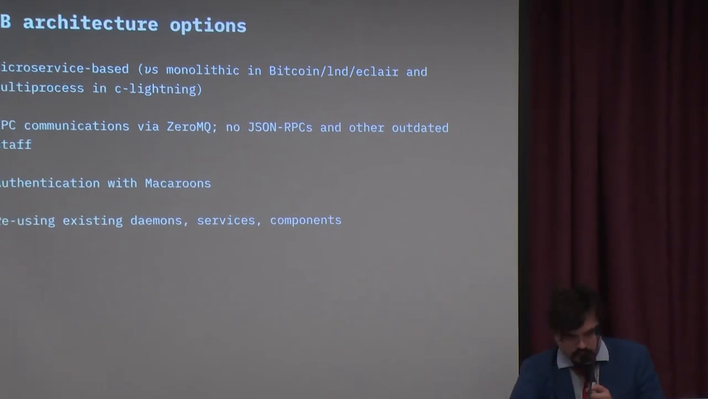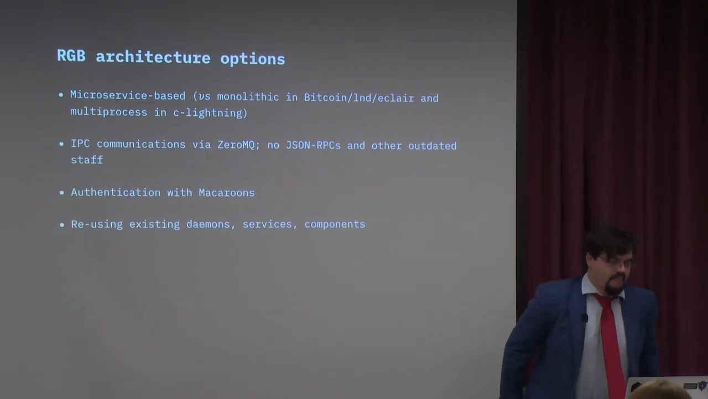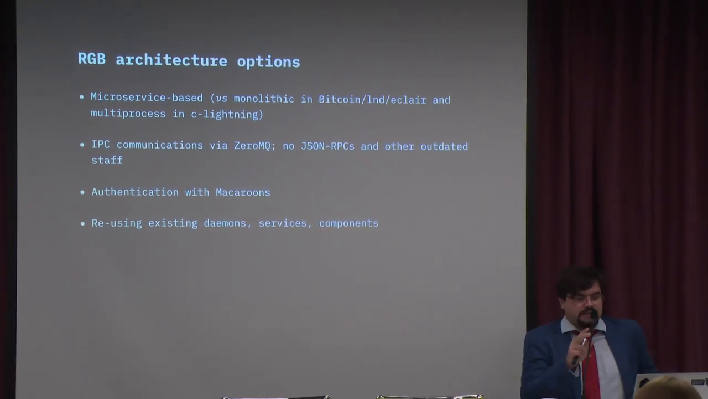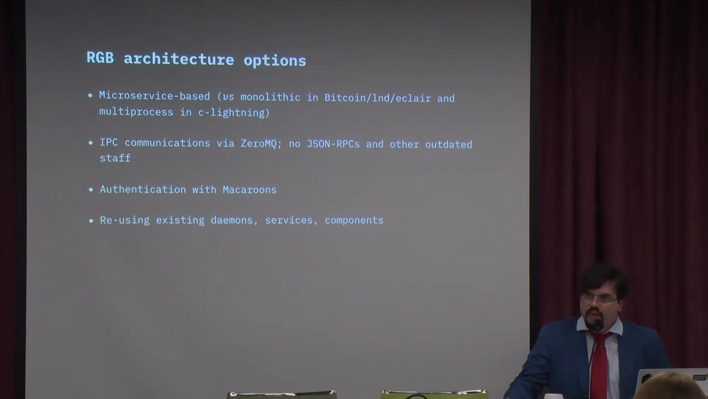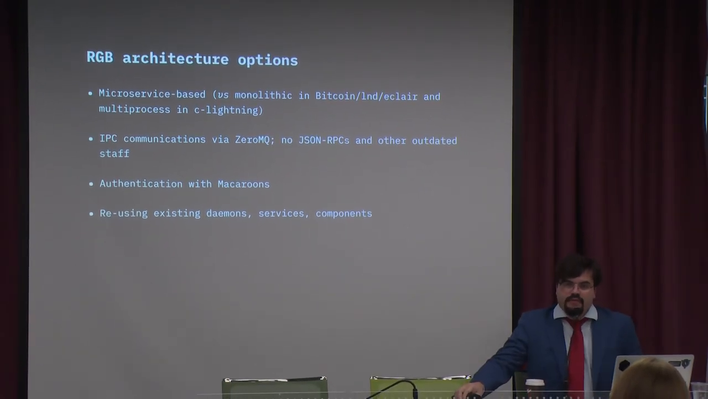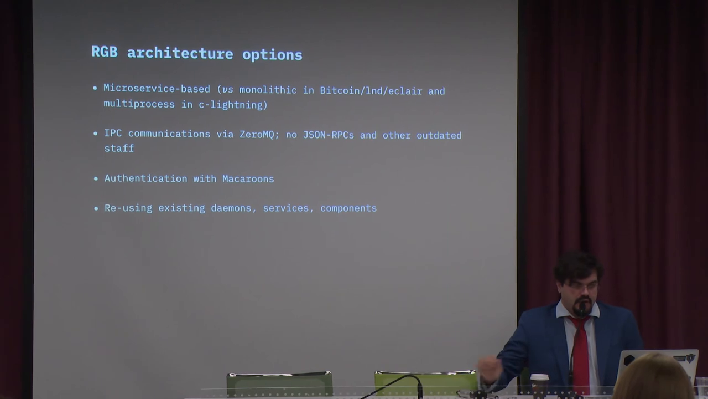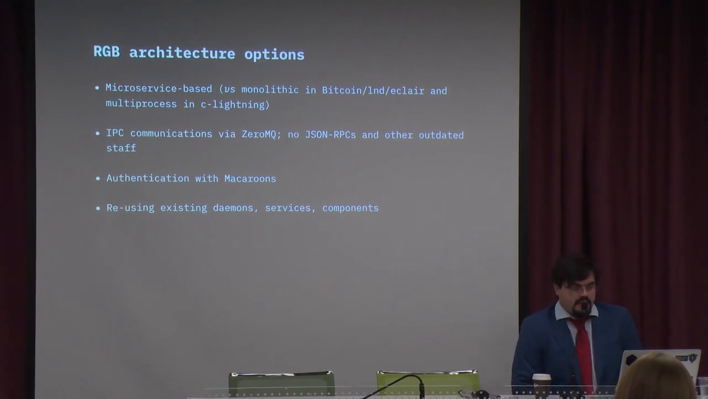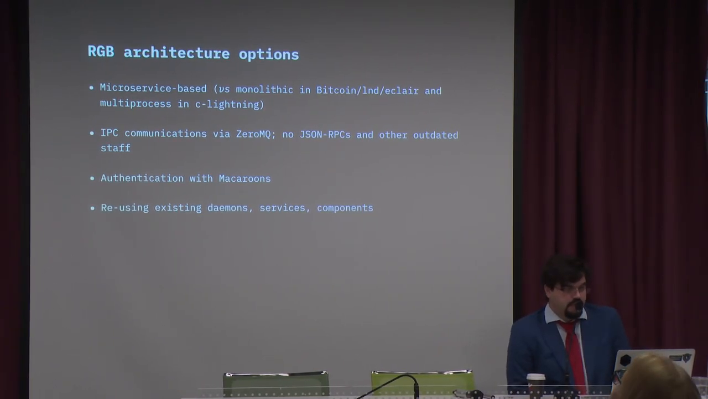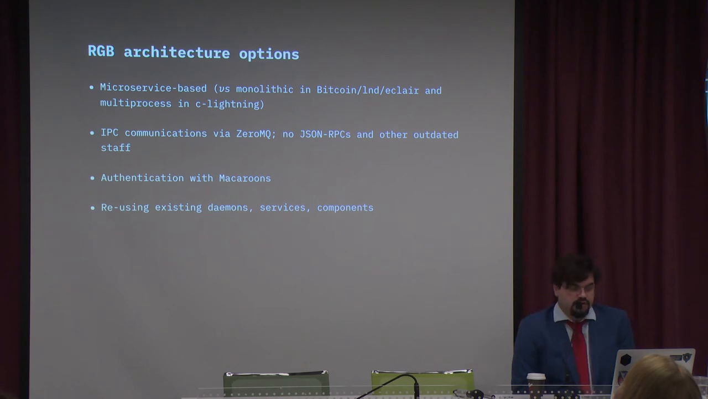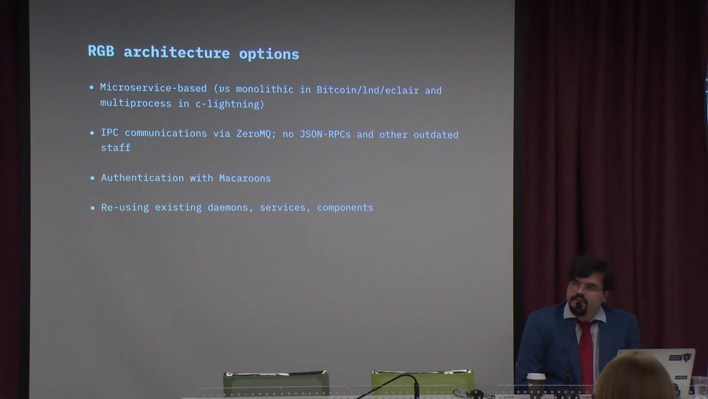Moving farther from the code, we need now to decide how we will build the software architecture for daemons and wallets and how we will use libraries in different ways. We decided to stick to the following guidelines. First of all, the architecture should be microservice based, not monolithic like with Bitcoin Core, LND, and Eclair, and even not multi-process like with C-Lightning.